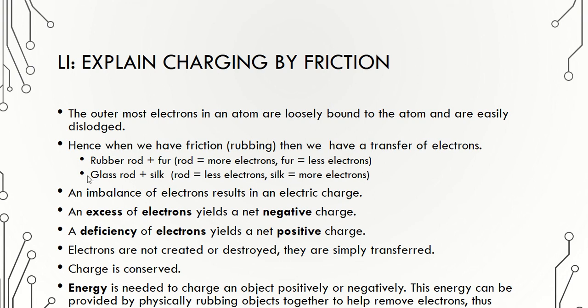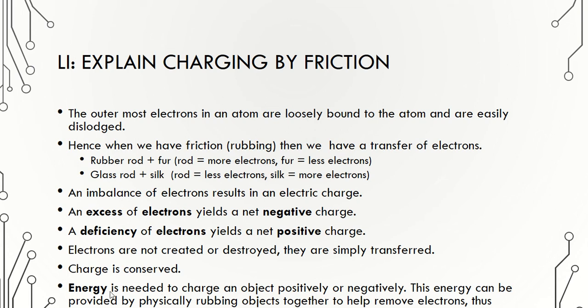All you need to know for now is that an imbalance of electrons results in a charge. So an excess of electrons, so more electrons, will have a negative charge on the object, and a deficiency, or less electrons, will result in a net positive charge. So remember, electrons cannot be created or destroyed, they are simply transferred, and charge is always conserved. Okay, like energy, charge is always conserved.